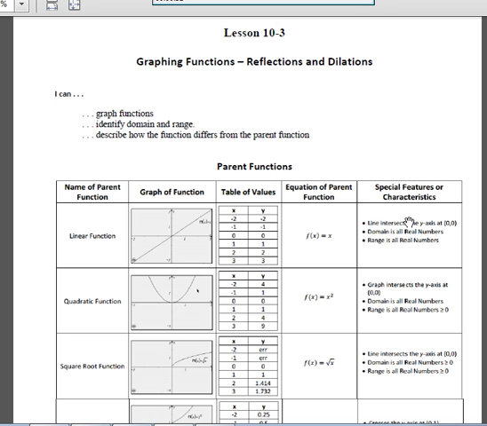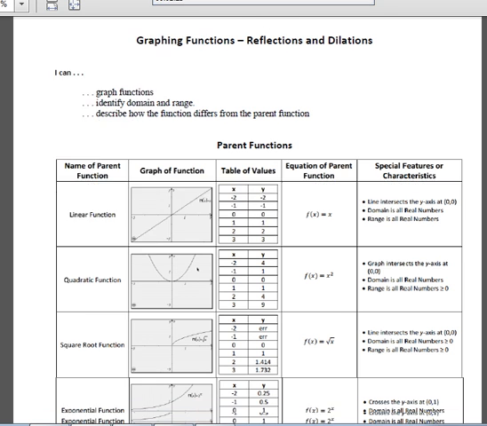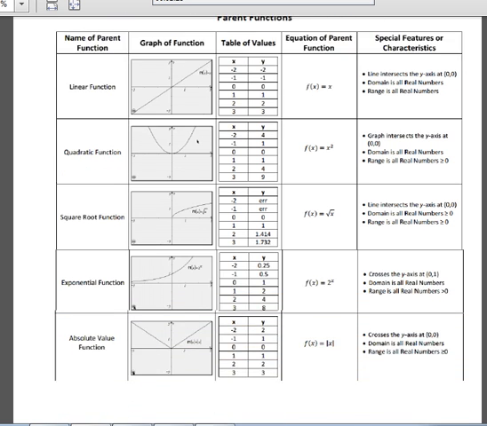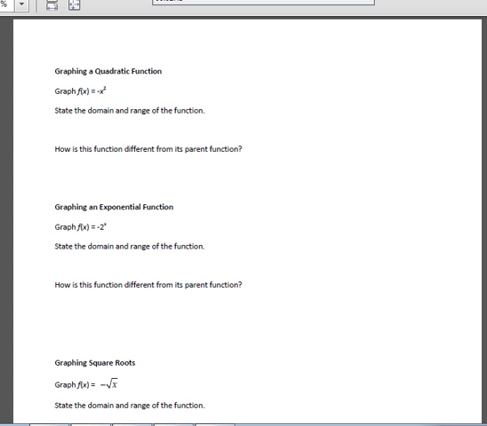Now on the main page here, we have all the parent functions. However, when we are doing the graphing, especially for this lesson, I am going to a lot of times graph the parent function and the new function, the new image, if you will, so you can really get a sense of what's happening. All right, so this is page 15. Let's go ahead and flip over to page 16, and we're going to do this first one here.